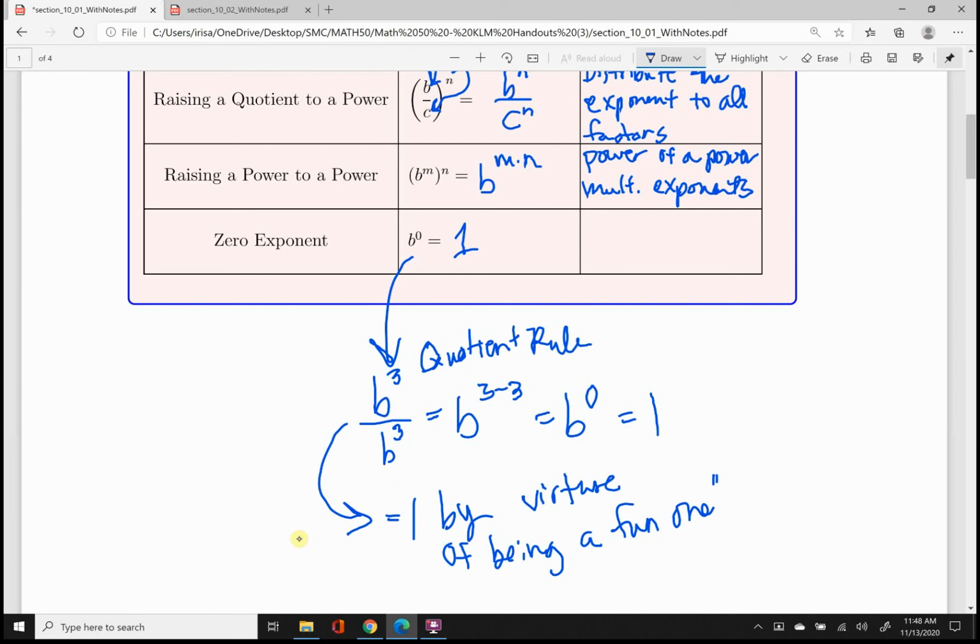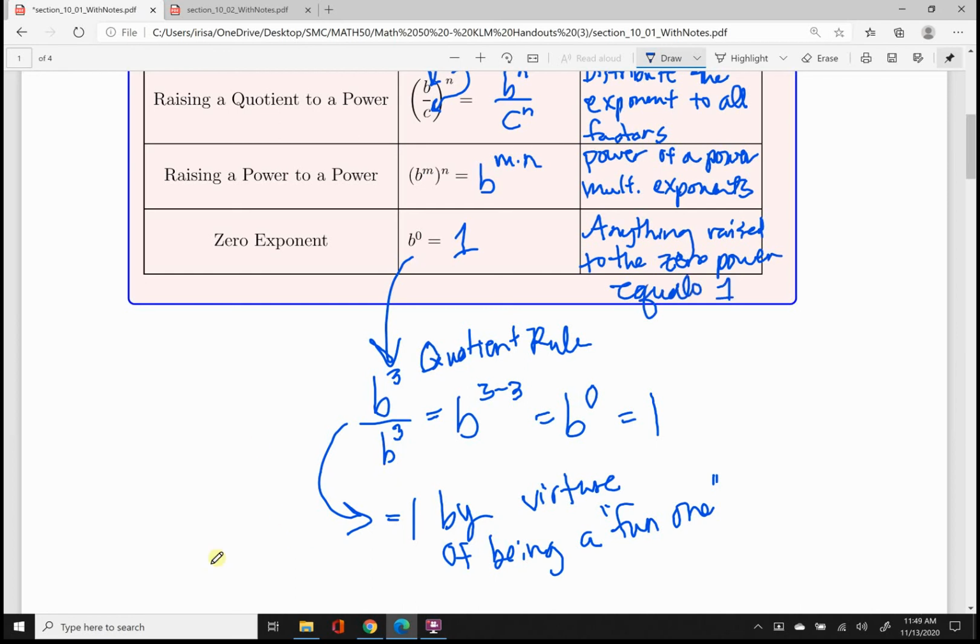So what's a fun one? A fun one is any fraction whose numerator and denominator value are equal to each other. It's something over itself, basically. So we'll just say anything raised to the 0 power is 1 as the idea. Equals 1.